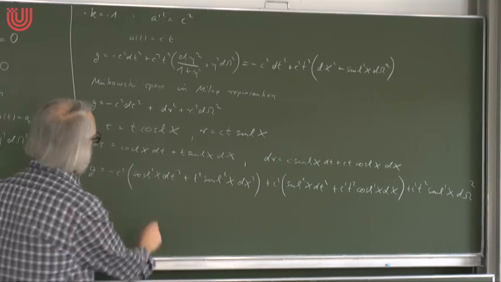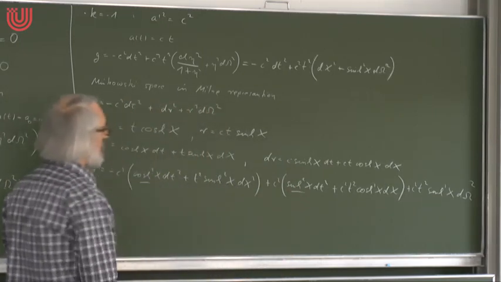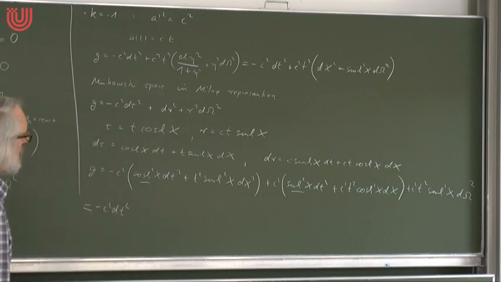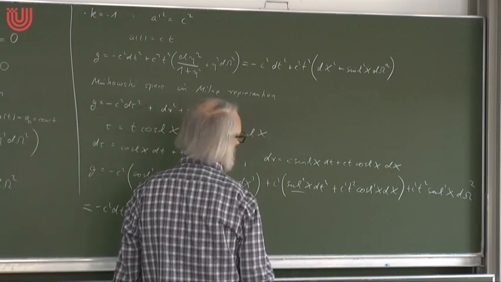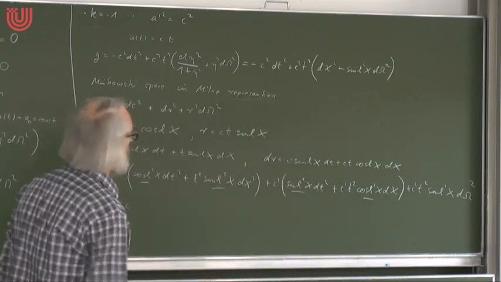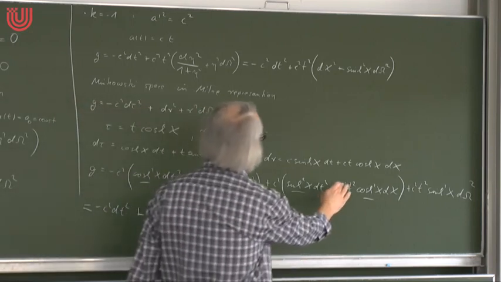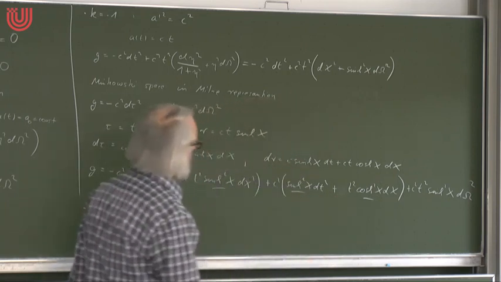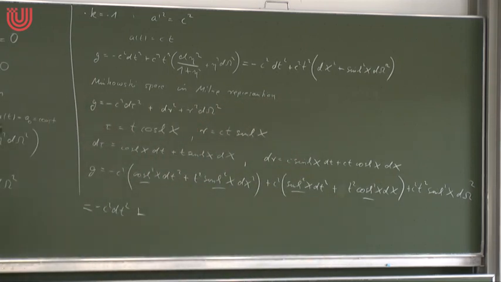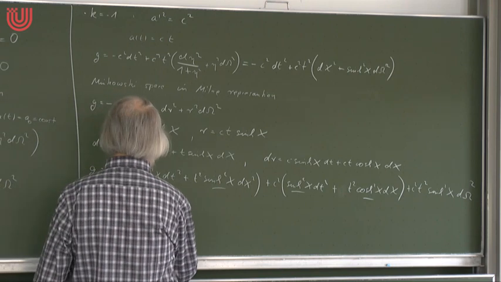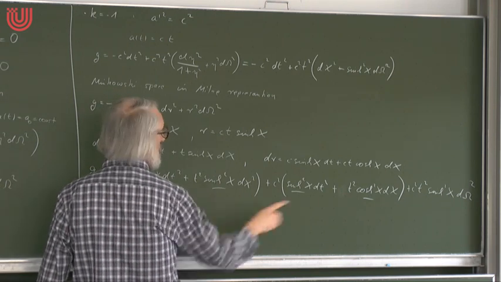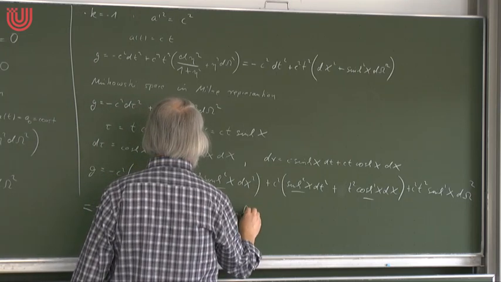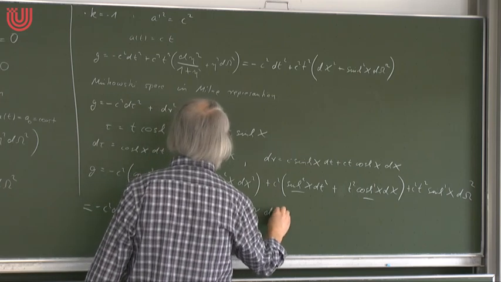I have minus cosh squared plus sinh squared. This is minus 1. So I get minus c squared dt squared. Then I have minus sinh squared plus cosh squared. This gives plus 1. Plus, oh, this is spurious, right? So I should write it only once. So this is plus c squared t squared d chi squared. And then the angular part plus c squared t squared sinh squared chi d omega squared.